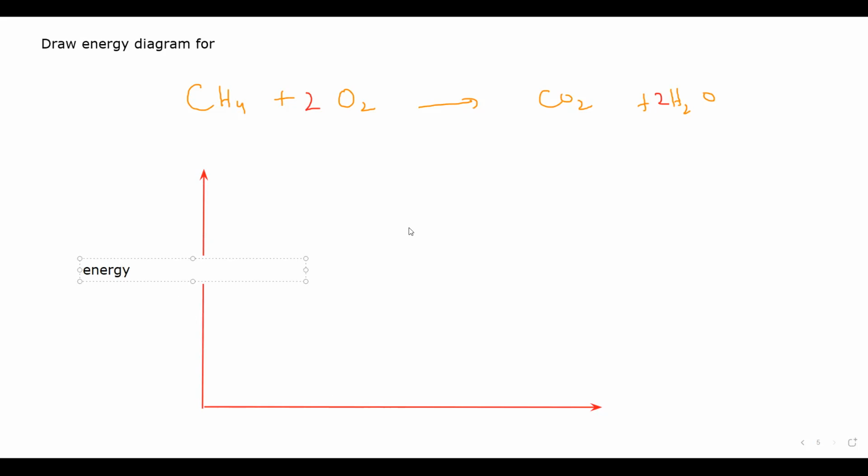Because it's a combustion reaction. When a reaction is combustion, it is always exothermic. Burning reactions, combustion reactions are always exothermic. So in a combustion reaction, an exothermic reaction, reactants have high energy and the product will have low energy.